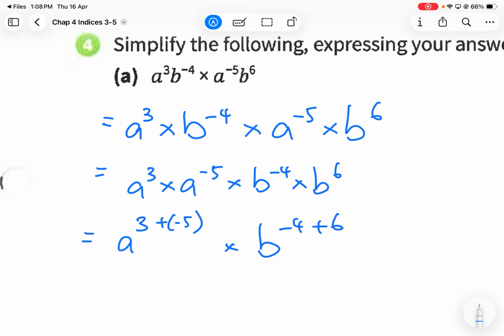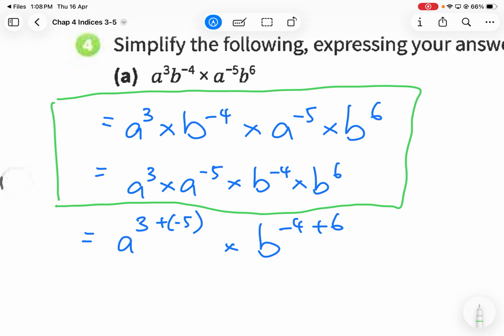Okay. Hey, listen. These 2 steps, actually I don't need you to show. I am showing you because I want you to see that it is all multiplication. That's why I can go to the a term, and then I just add their power together. So these 2 steps you don't need to show. I am showing you because I want you to see it is all multiplication, so I can group them.